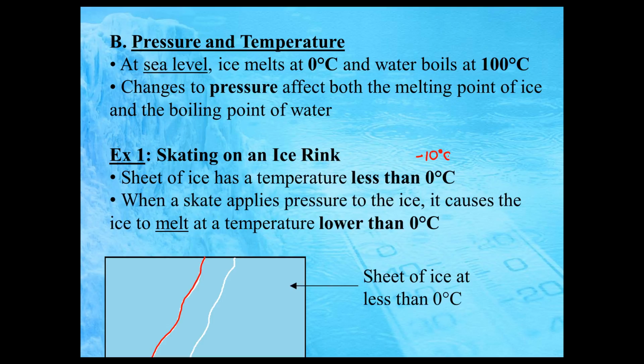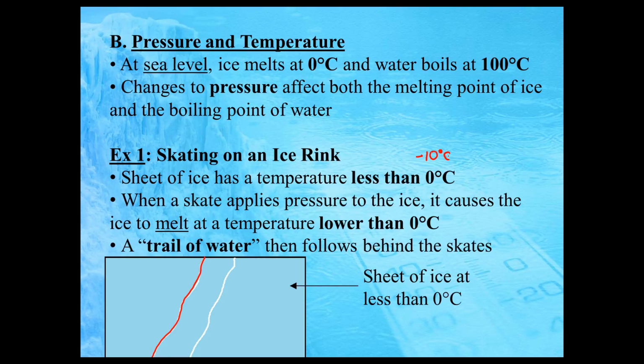However, when you skate on the ice, you apply pressure to the ice. So there's this change in pressure we're talking about. And it turns out that this increased pressure on the ice can actually get it to melt at a temperature that's less than 0 degrees. So normally at negative 10 degrees Celsius, ice would not melt, but by increasing the pressure I apply to the ice, I can actually get it to melt at a lower temperature.